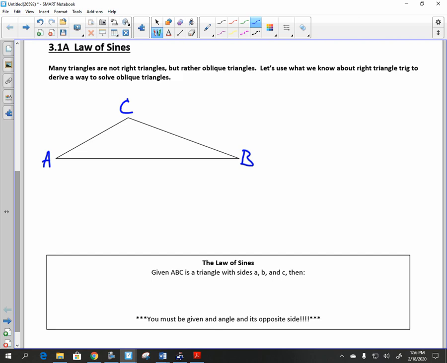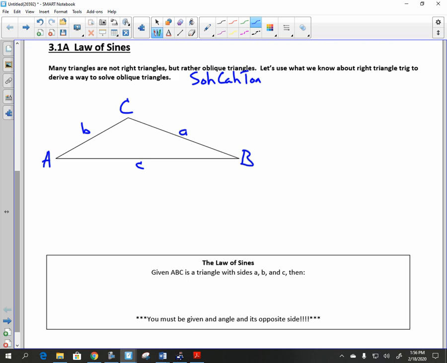What side would this be? A, B, or C? This would be side A. What side would this be? C. How about this one? This would be B.